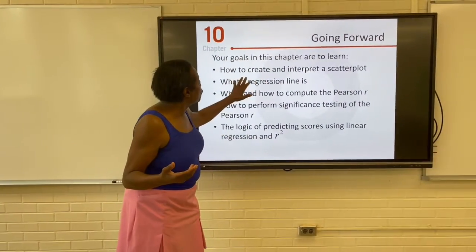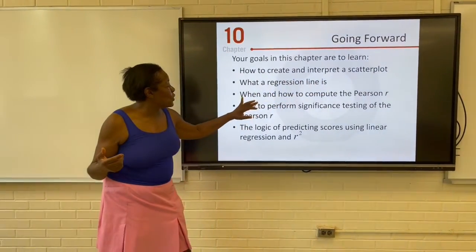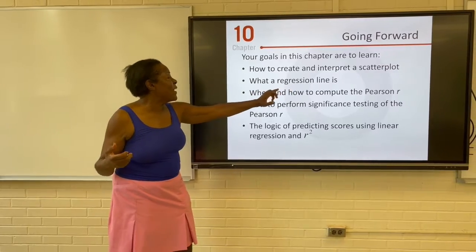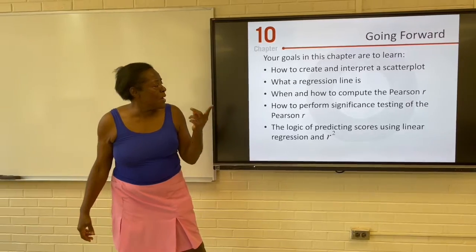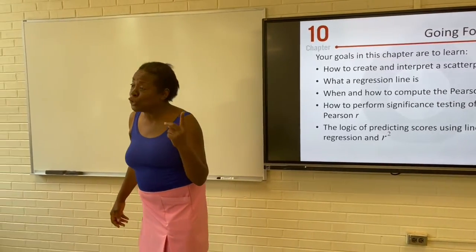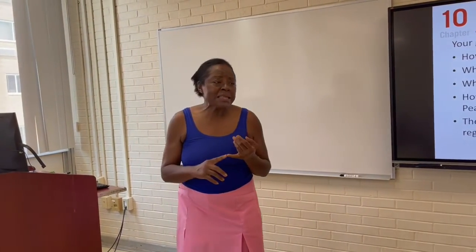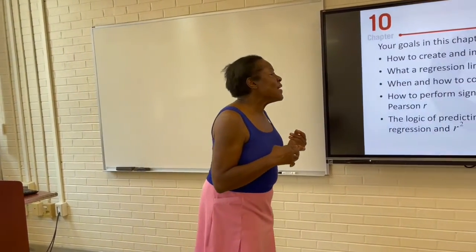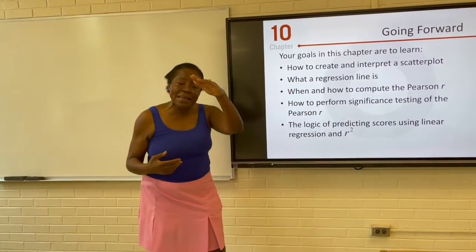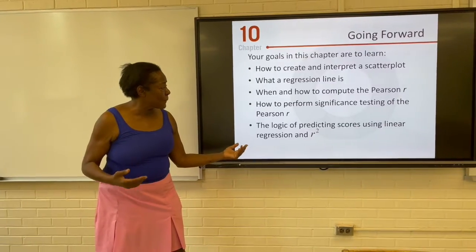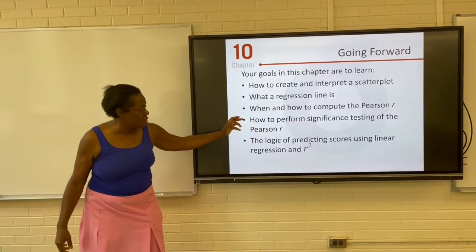It is also to show us how to create and interpret the scatter plot, and how to use the regression line, and when and how to compute Pearson. There are other statistical analyses we can use besides the Pearson, but the Pearson is a classic. It gives us the interpretation of the data and allows us to draw a line between variable X and variable Y. And then we want to show you what is meant by the significance of a correlation.